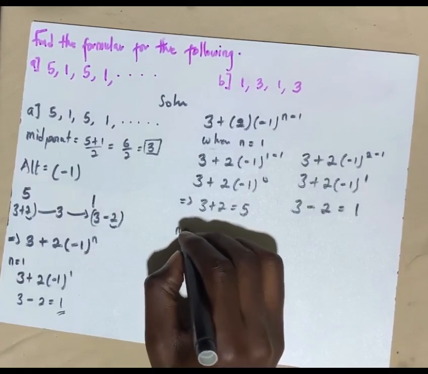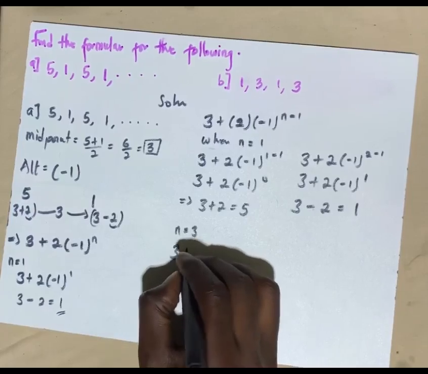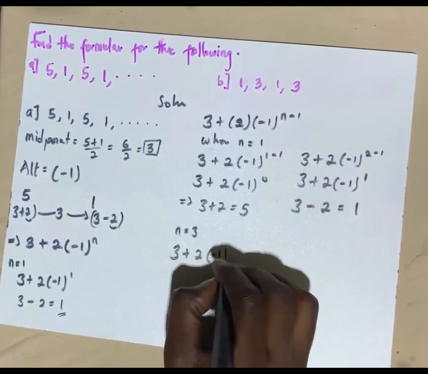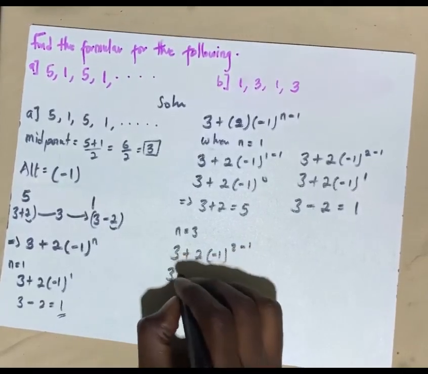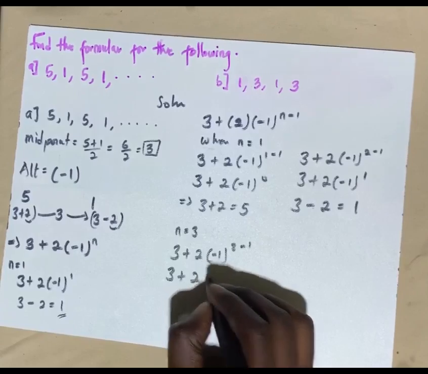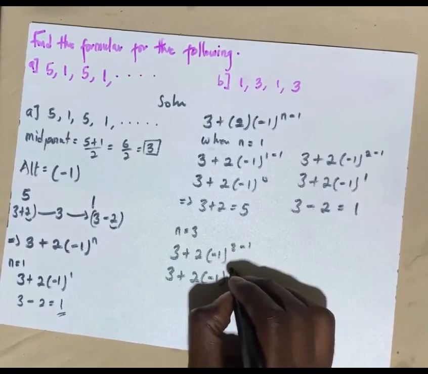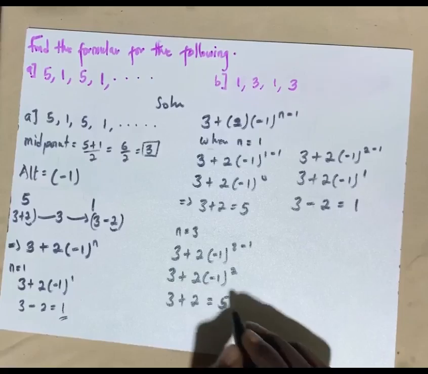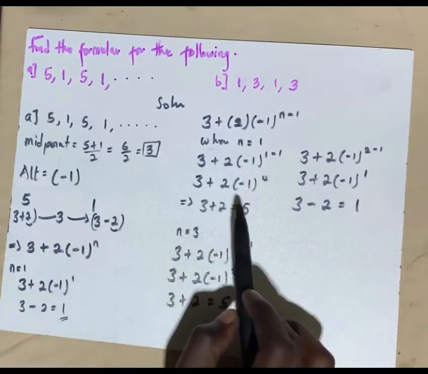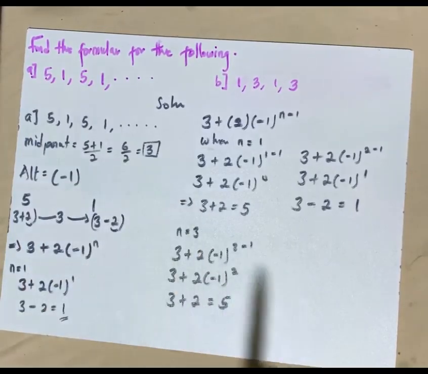So let us try again for the third one. When n is 3, we are supposed to get 5. Now let's see. We have 3 plus 2 times minus 1, and when n is 3, the exponent is 3 minus 1. Obviously, since this exponent is an even number, we are going to get negative 1 exponent 2. Automatically we are going to get 3 plus 2, which is going to give us 5. So when n is 1, we are getting 5. When n is 2, we are getting 1. When n is 3, we are getting 5. When n is 4, we get 1. It is going to continue this process.